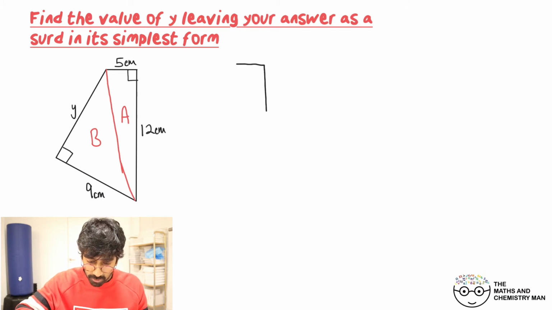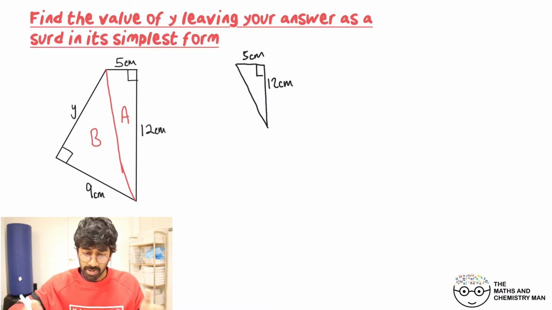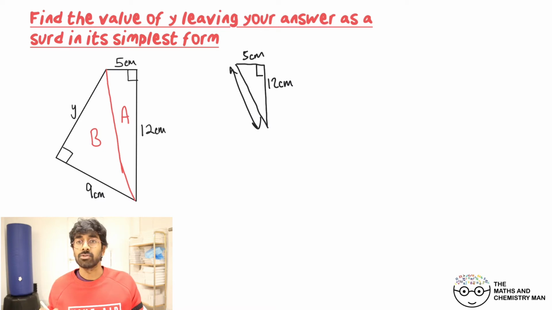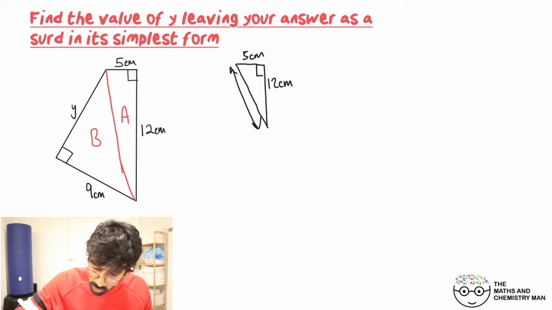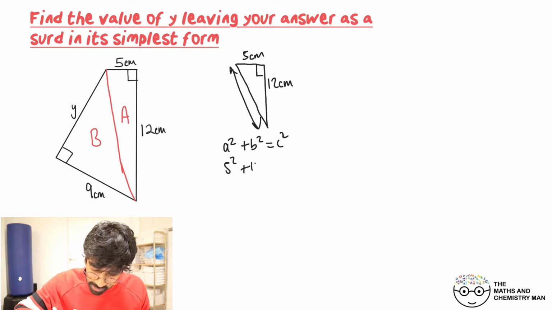So for A, we've got this sort of triangle. We've got this side is 12 centimeters, this one is 5 centimeters. So hopefully we can use Pythagoras' theorem to work out the hypotenuse here, so the long side of this right angle triangle. Now to do that, we would need to write out a squared plus b squared equals c squared. A and b are obviously the shorter sides, so the 5 and the 12. So we can go with 5 squared and 12 squared is equal to c squared.